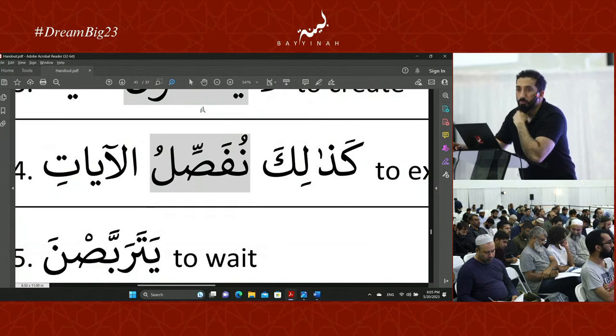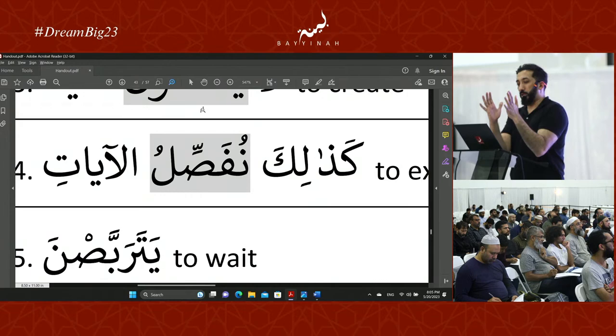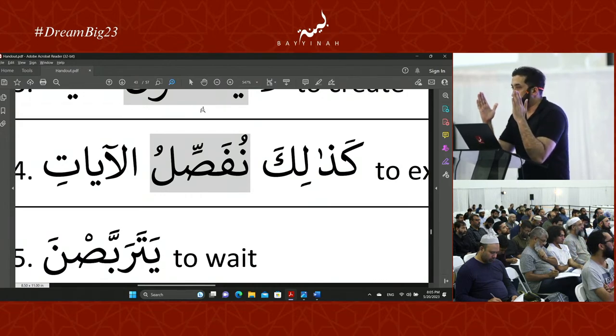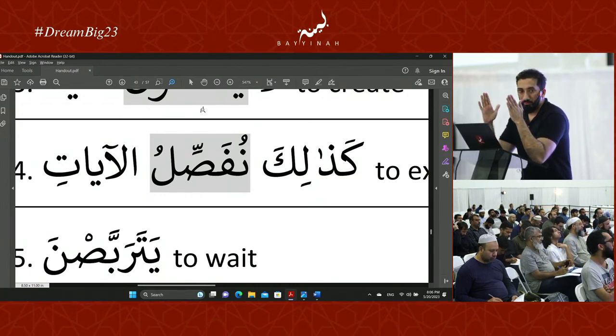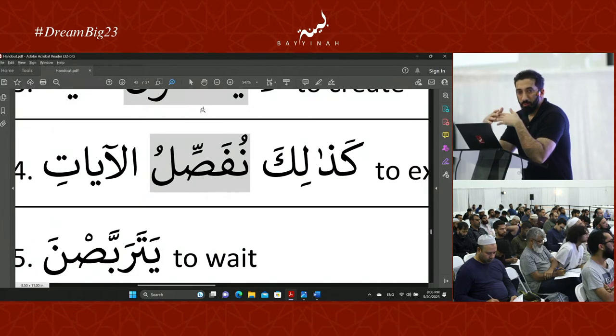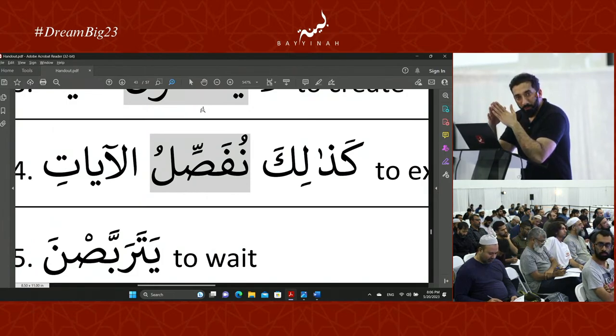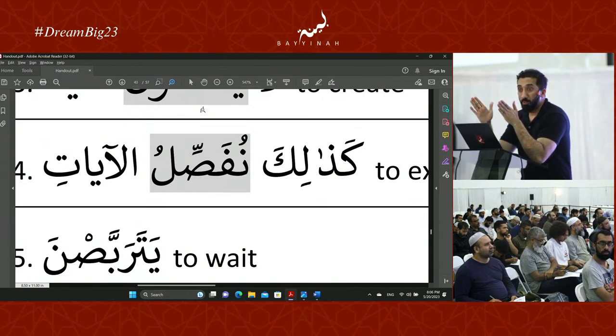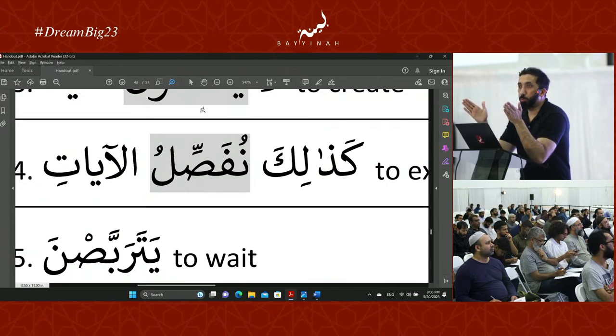Nufassilu. Who explains? This is one of my favorite concepts in the Quran. Fasl in Arabic means separation. I know Urdu speakers, fasl is crop. But fasl in Arabic means what? Separation or distance. Fasila is used in Arabic too. Al-fasl bayna shay'ain, the distance between two things, which the Urdu speakers use fasla or fasila, right?